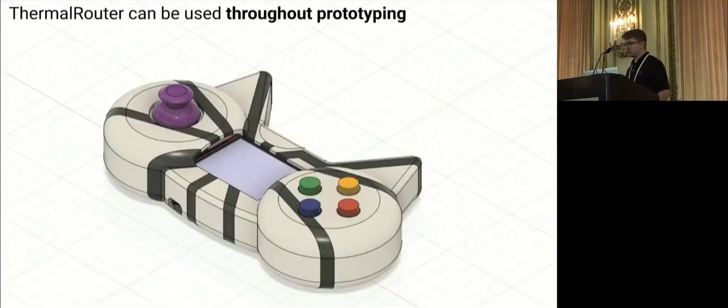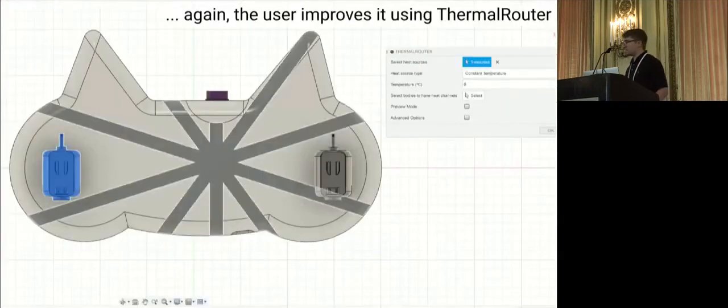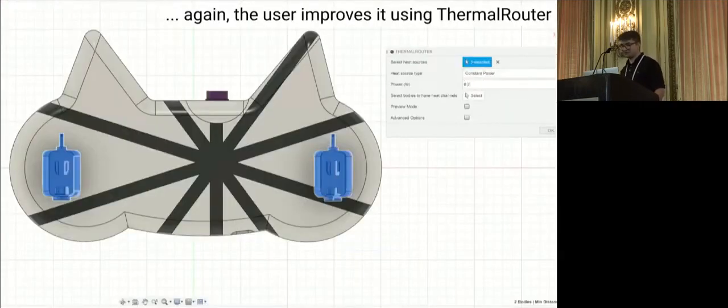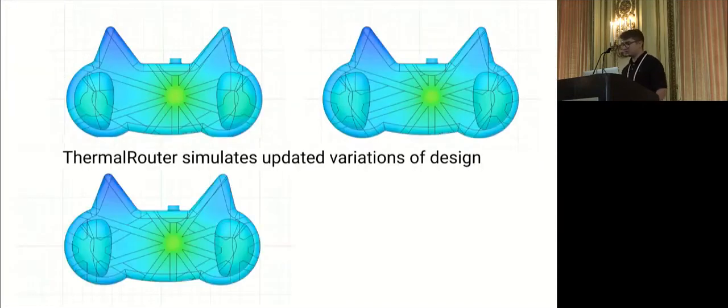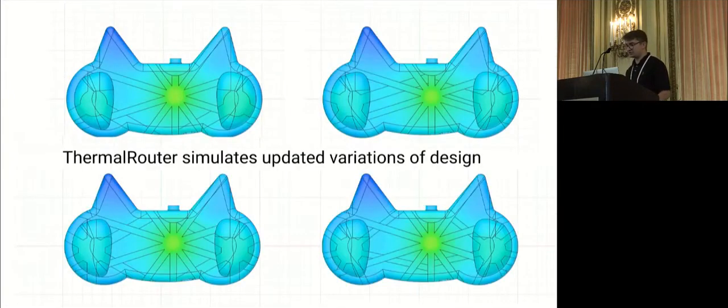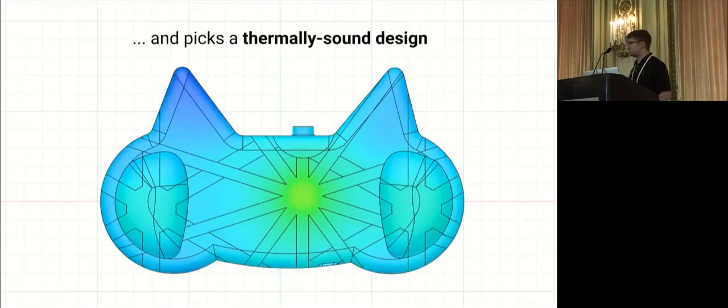Now, importantly, ThermalRouter can be used throughout the prototyping process. It does not have to be the last step. In fact, this user, satisfied with cooling their CPU, wants to add haptics to their device with some rumble motors, which themselves generate heat. So they run ThermalRouter again with the new heat sources selected, and the software generates additional design variations for the user, and so on.